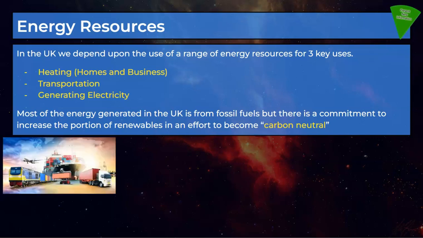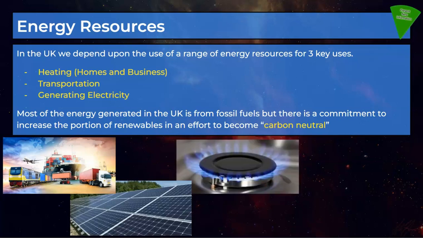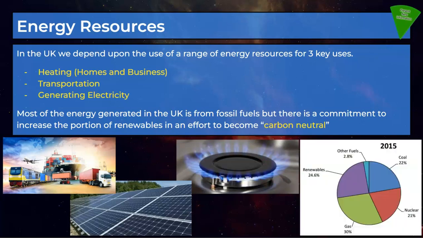Transportation covers things like petrol and diesel, both for cars and lorries, but also for shipping containers, trains and aircraft. Obviously there are methods of travel that don't depend on those things, like cycling, but that's one area where we use our energy resources. We can use things like solar power to generate electricity. We can also use gas for heating in our homes and for cooking and things like that.